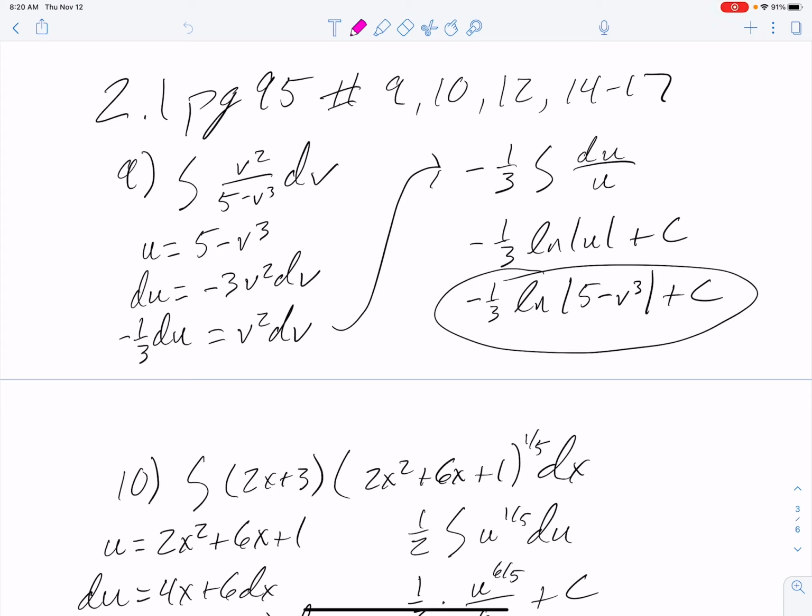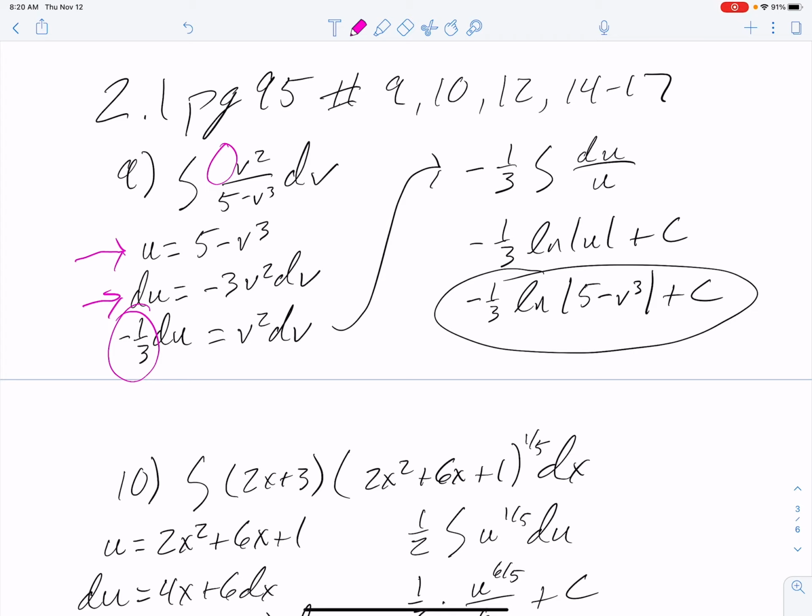So number 9, I see that I've got my derivative for something cubed because I've got something squared. So I pick my 5 minus v cubed, take its derivative, gets negative 3v squared. I don't have that correct coefficient, so I'm going to divide by negative 3 on both sides.